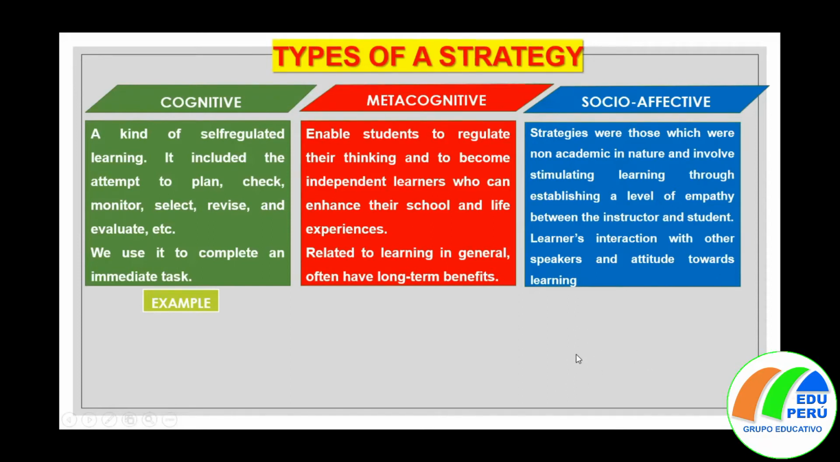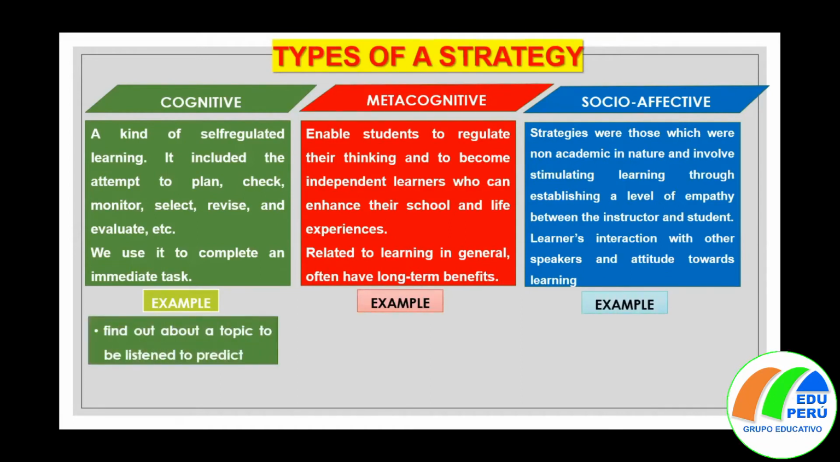Okay. Let's analyze some examples. The cognitive ones. A cognitive, for example, is to find out about a topic to be listened to, to predict. So maybe a student tries to find out information about that topic that the teacher is going to give, in the listening test, in order to make a good prediction. And this is a cognitive strategy. The student is doing that in order to predict better.